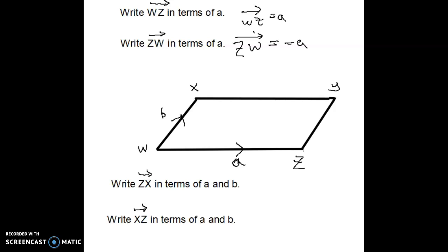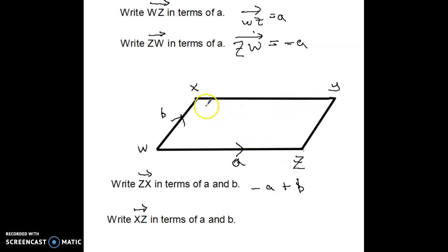Now it's going to get a little bit trickier, but it's not too bad compared to what we're about to face. So now we have to go ZX. We're going from Z to W to X. We can't go across because there's no diagonal, or we can go Z to Y to X. It doesn't matter. The result's going to be the same. Let's just go around this way. Negative A plus B. That's how we get there. The answer is negative A plus B.